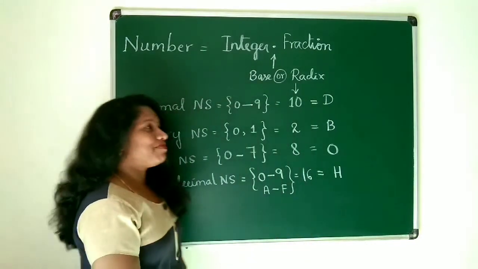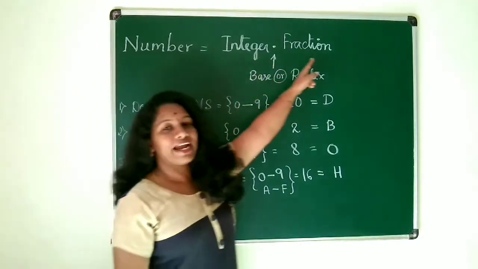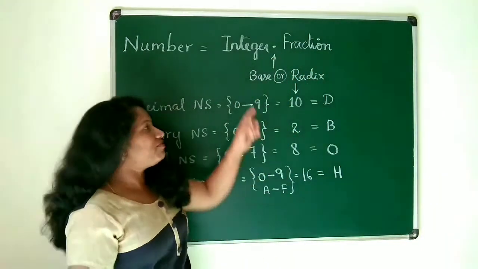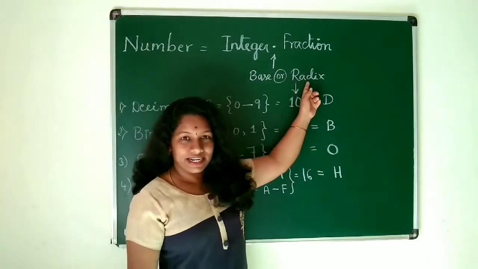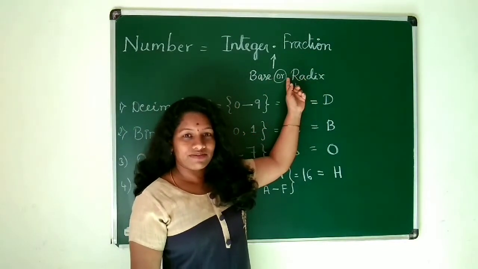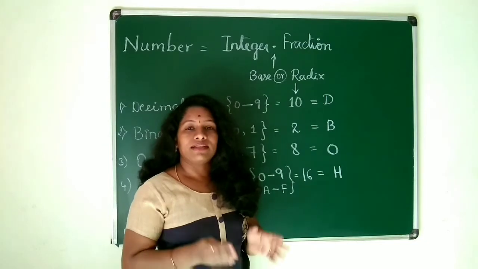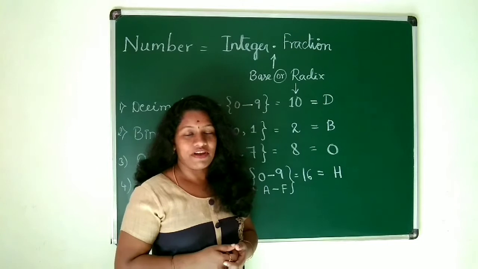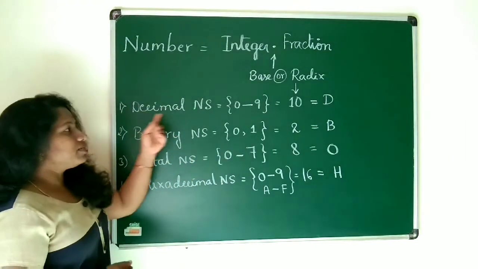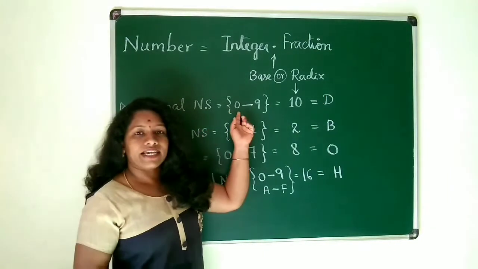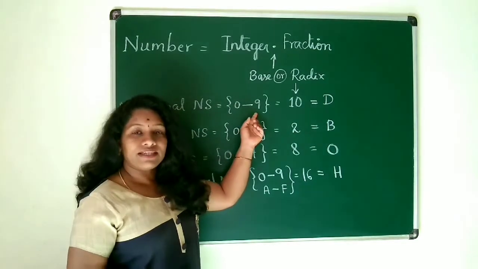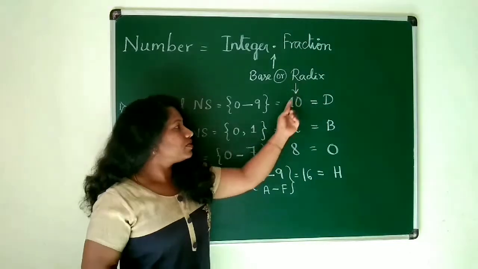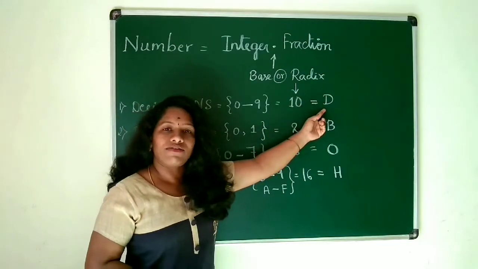A number can be represented by two parts, the integer part and the fractional part. These two parts are separated by a point. That point we call the base point or radix point. The radix value or base value is nothing but the number of digits present in the set related to the number system. For example, if you take the decimal number system, the set contains 0 to 9, that means 10 various digits. So that will become your radix value. This can be represented by the alphabet D.